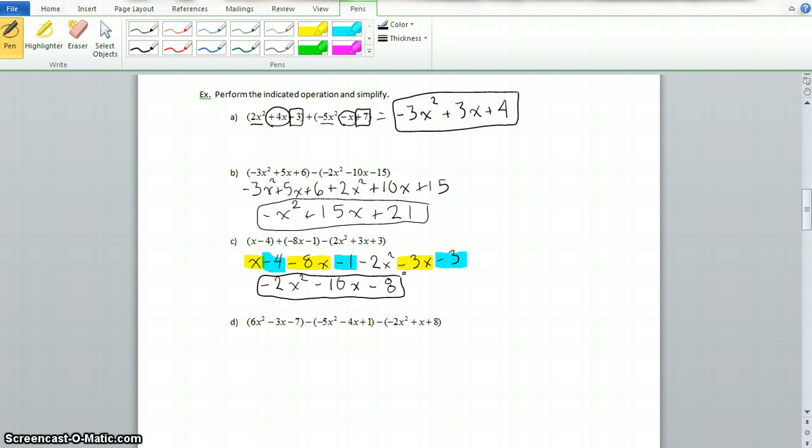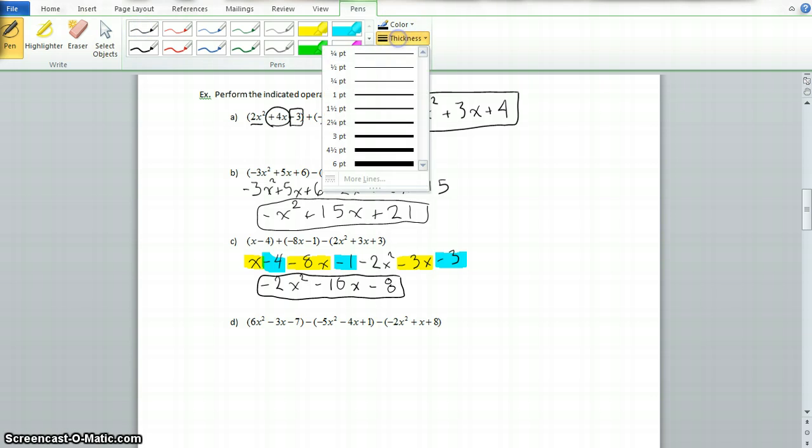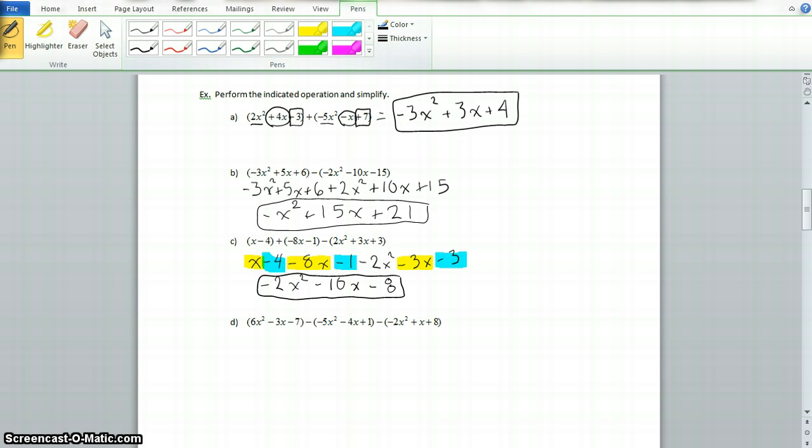Now, part D, I'm just going to rewrite it, and I have to distribute these negatives because both of these are subtraction. So we'll rewrite the first one, 6x squared minus 3x minus 7. Subtracting a negative 5x squared is plus 5x squared. Then I will have a plus 4x and a minus 1. Then for the last one, I'll have plus 2x squared minus x minus 8.